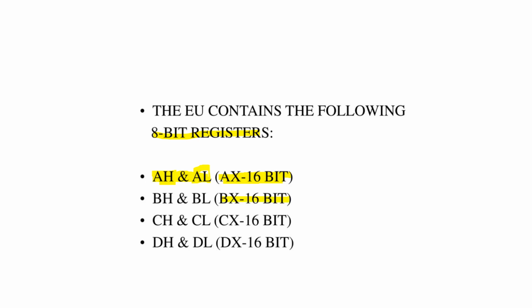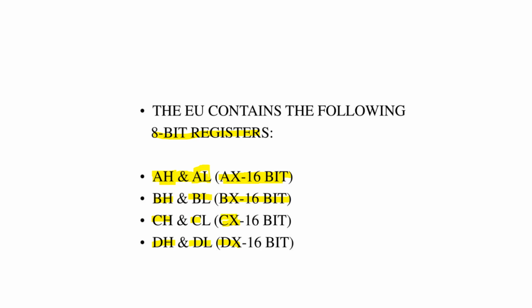Similarly, BX is also a register which can carry 16 bits at a time. That is why 8086 is a 16-bit processor. All the registers have 16-bit carrying ability. So BH and BL are split, and CX is another register which is split as CH and CL. Then DX is also split as DH and DL.